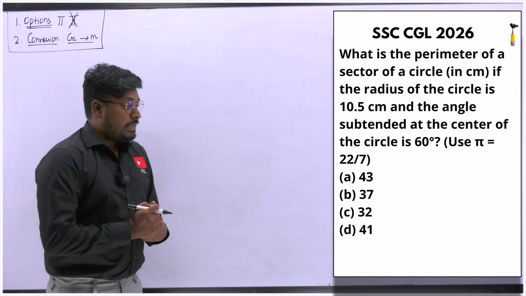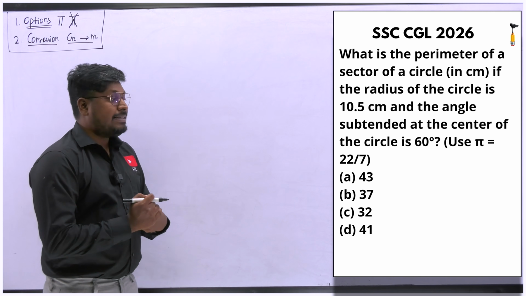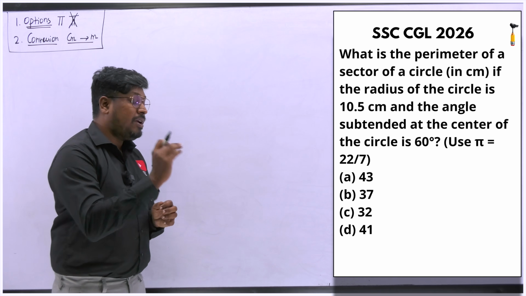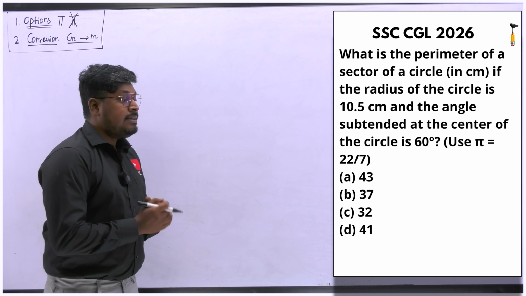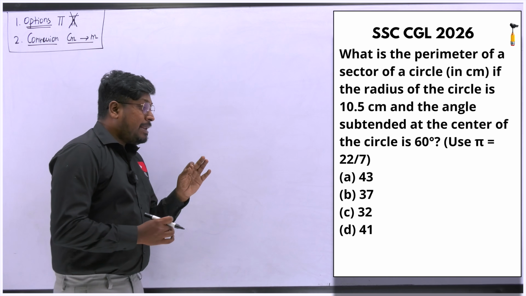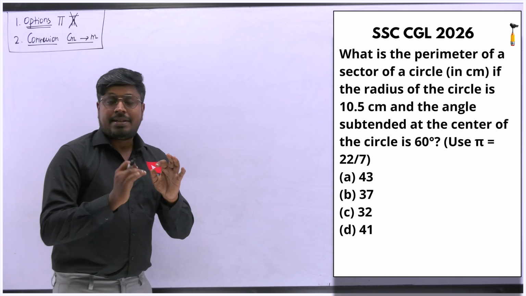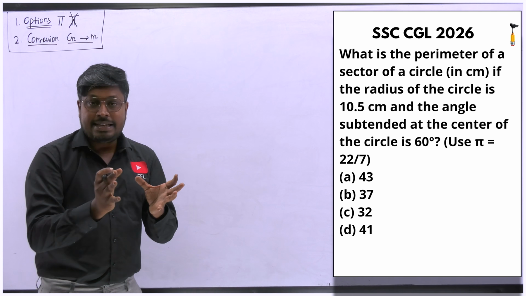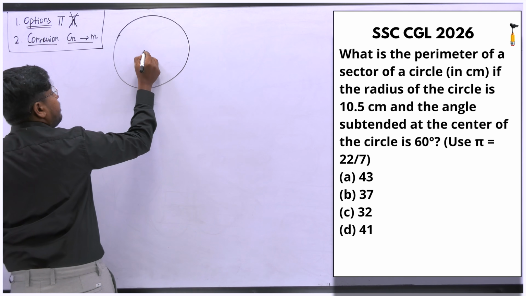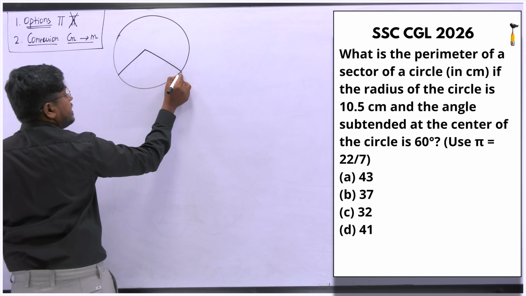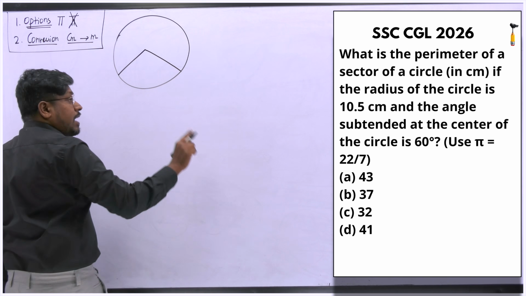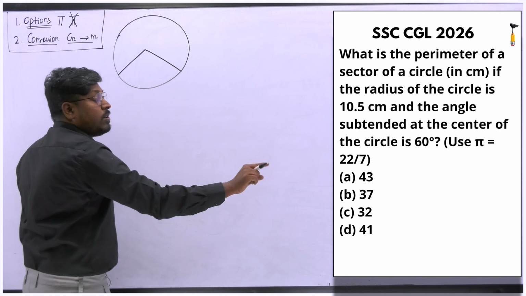Third question. What is the perimeter of a sector of a circle if the radius of the circle is 10.5 centimeter and the angle subtended at the center of the circle is 60 degree? See, our target is to find the sector perimeter. Actually, we know that for the circle, if we need to find the area of a sector, we use a formula pi r square into angle. But what is the target? Our target is to find the perimeter of the sector.